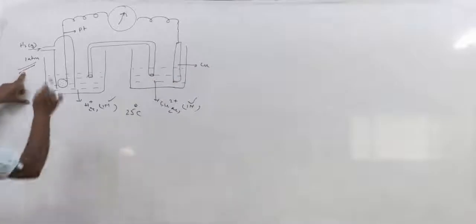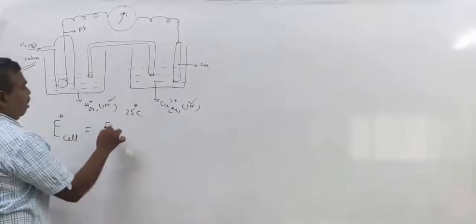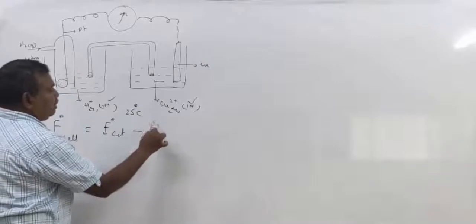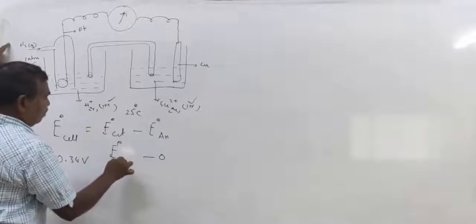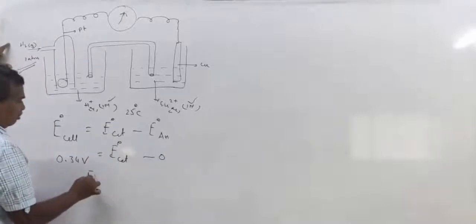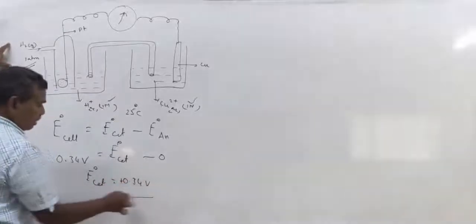Then the EMF of the cell is E naught cell, the standard EMF of the cell. E naught cell is equal to E naught cathode minus E naught anode. The E naught cell value, the reading obtained from the voltmeter, is 0.34 volts. Hydrogen is the anode, 0, so 0.34 equals E naught cathode minus 0. E naught cathode is equal to 0.34 volts. See here.